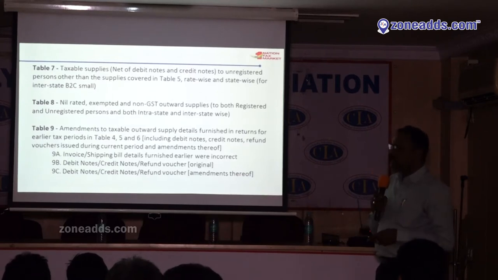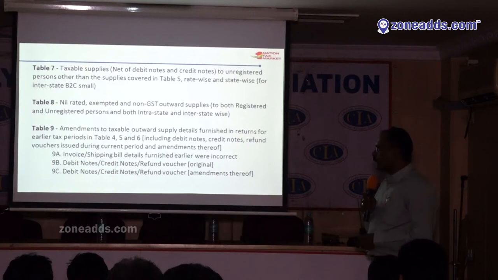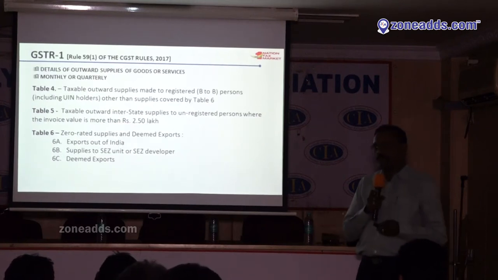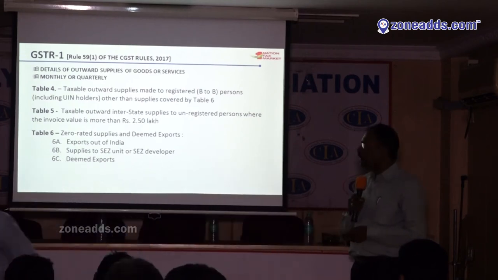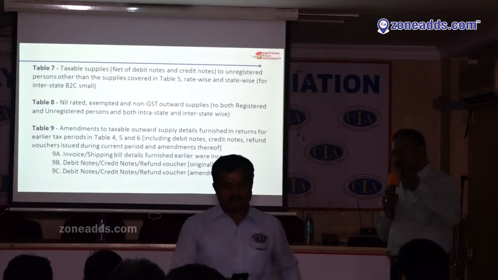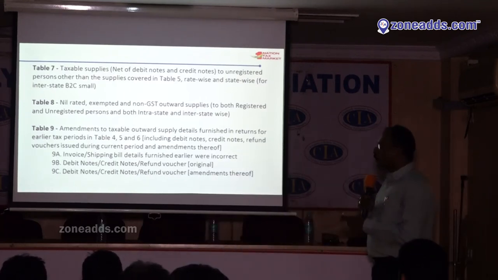Table 7 deals with taxable supplies made to unregistered persons. If you see table 5, these are interstate supplies made to unregistered persons where the invoice value is more than 2.5 lakhs. Whereas table 7 deals with any other supplies made to unregistered persons, whether interstate or intrastate, anywhere. Why there are two tables, we will discuss.